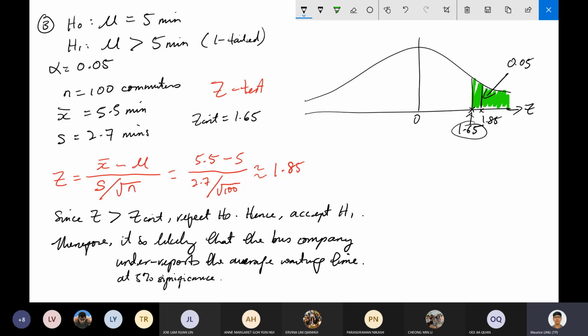Sorry, is this one right tail or left tail? It's right tail, right? Because you want it to be more than 5 minutes. So this is the average time, 5 minutes. You are interested whether it is more than 5 minutes or less than 5 minutes. Remember the question says that the Transport Ministry thinks that the bus company is under-reporting. So they only care about under-reporting. They don't care about over-reporting.